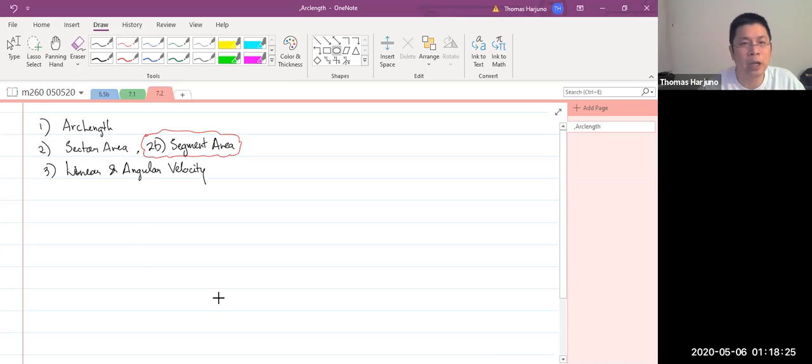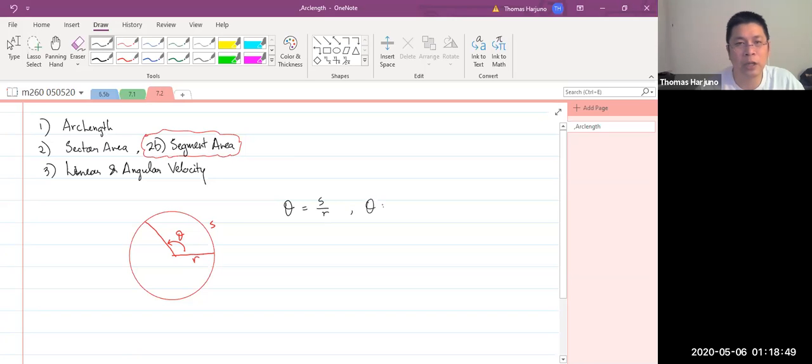We have known that the arc length S divided by the radius gives us angle theta. So theta in radians equals S over R. The theta has to be in radians. Now, using the same formula, we will get the arc length equals theta times R. That's it.